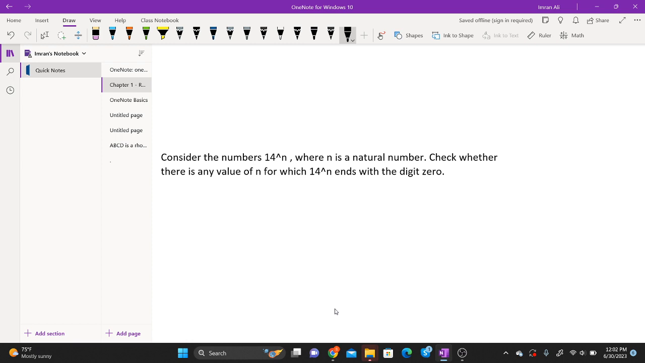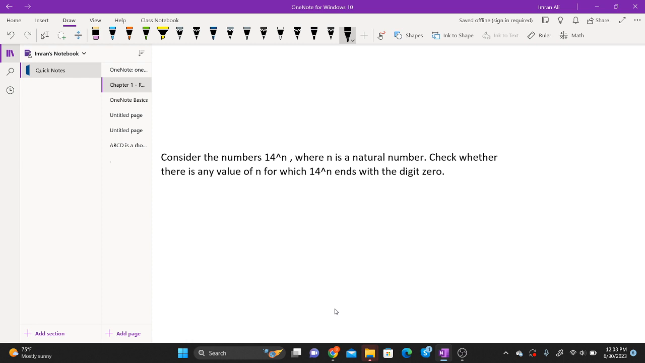Another way you could have figured this out: if 14 to the n ends in the digit 0, then n cannot be less than 0, right? Because if n is less than 0, then it's going to be a fractional number. But if n is, let's say, 2 or 3, it's going to be in the double digits. So basically n is greater than 1. We have 14 to the n ends in the digit 0.